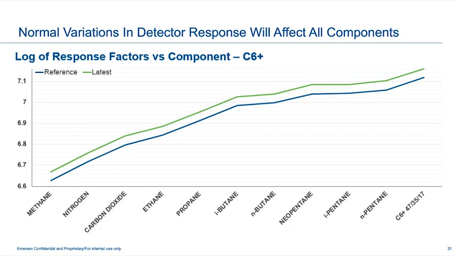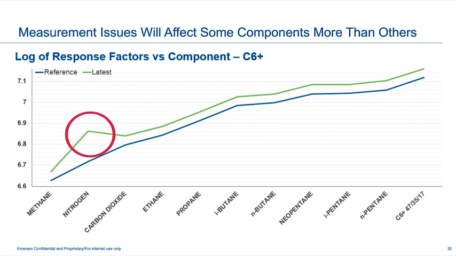So again, this is a good looking C6 plus. So reference means basically the old response factor. Latest, the green line, means the new response factor. So in this particular one, you can kind of see that there's been a shift, but it's proportional for all the components. In this example, you'll see that the reference, the old, is to stay the same, but for the latest or the new response factor, there's a shift in nitrogen.